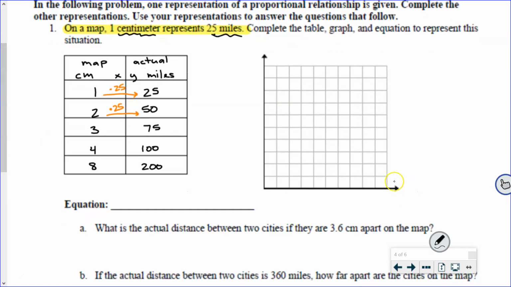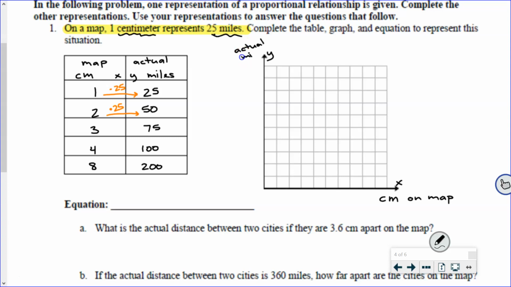And this is the what? X or Y? X. And what am I measuring in the x-axis? Centimeters. So we need to make sure that we list that as well as the x. Centimeters on the map. And this is, since this is the x, this one must be the y. Which means that we are measuring in the y-axis actual miles.